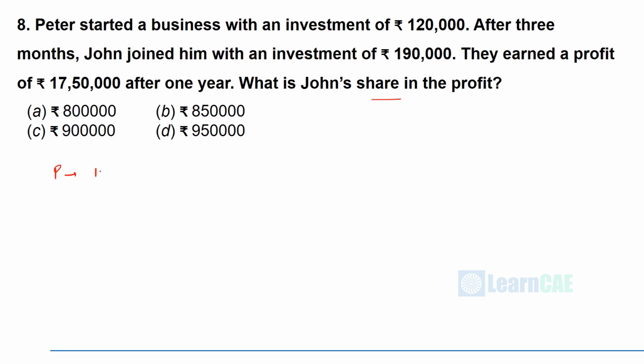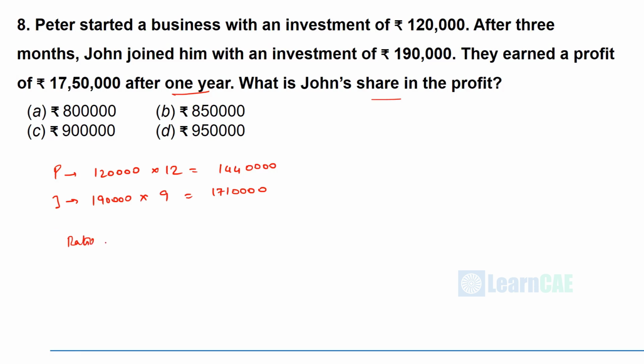So Peter's contribution is 1,20,000 for how many months? So this will be 12 months. So into 12. And John's contribution will be 1,90,000 for a period of 9 months because he joined after 3 months. So his contribution will be for 9 months. So this is equal to 144 followed by 4 zeros. This will be equal to 9 9s are 81, 9 9s are 81, 9 plus 8 is 17 followed by 4 zeros.